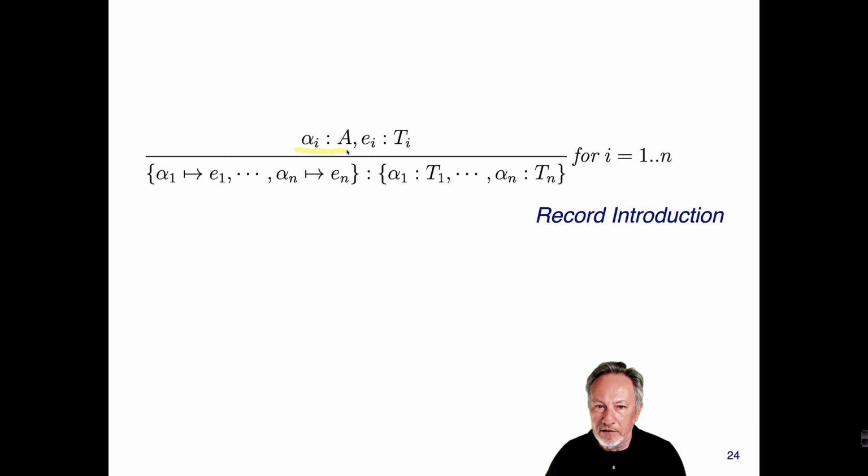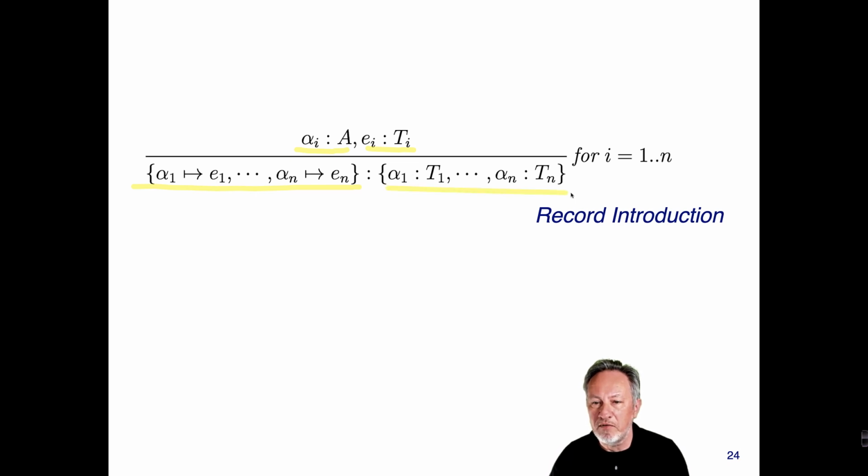The alphas are a set of labels, and the e's are expressions of some types t. This is just a notation for a record, so a record with a bunch of labels. So I use curly braces, and alpha 1 through alpha n are just a bunch of labels. So they could be name, address, salary, and so on. And each of the e's are the values. So here I have label name, arrow, e1 is going to be a string.